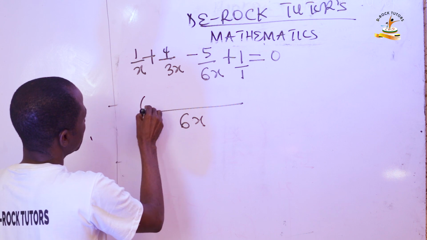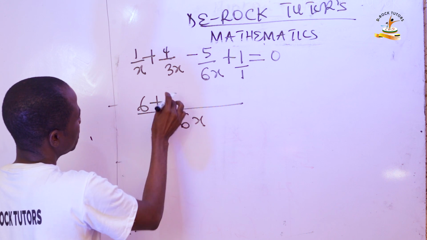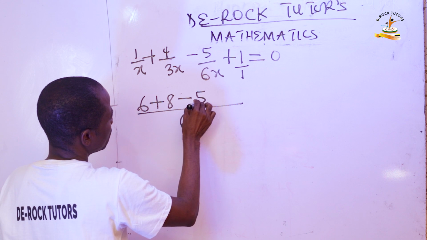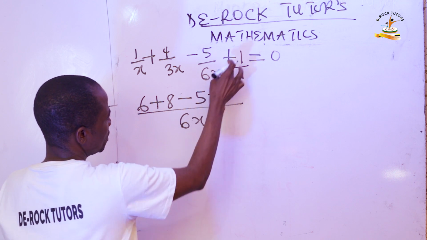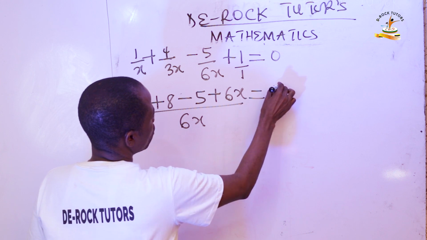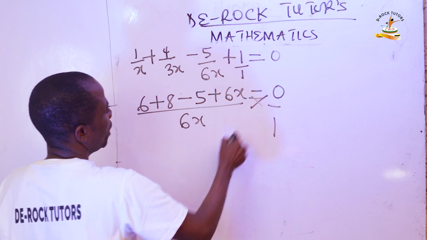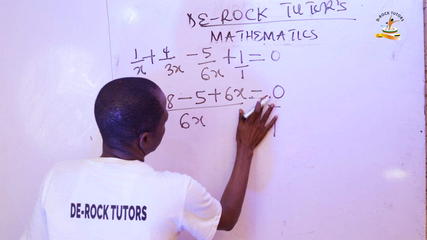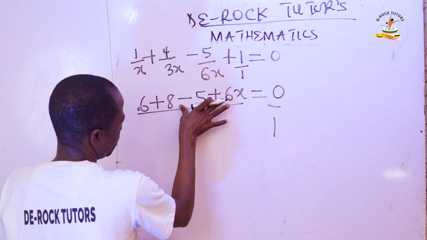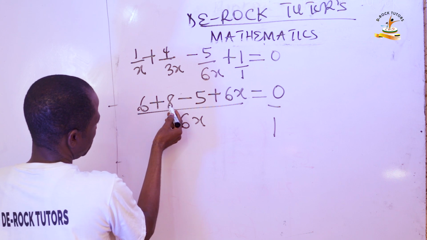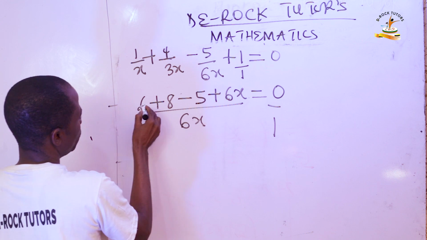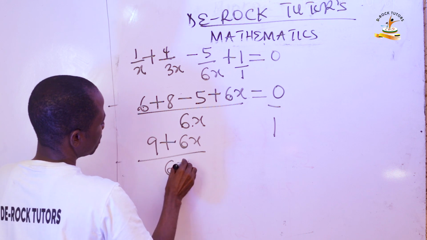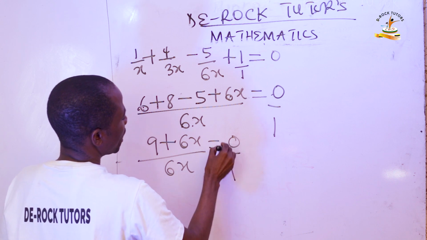So x goes in 6x, that's 6, plus 3x goes in 6x, that's 2. 2 times 4, that's 8, minus 6x goes in 6x, that's 1. 1 times 5, that's 5. Then plus 1 goes in 6x, that's 6x. 6x times 1, that's 6x. Everything is equal to 0. Before we cross multiply, we have to reduce this into a simpler form. 8 minus 5 gives us 3. 3 plus 6 here gives us 9. 9 plus 6x all over 6x, everything is equal to 0 over 1. Now, you can cross multiply.